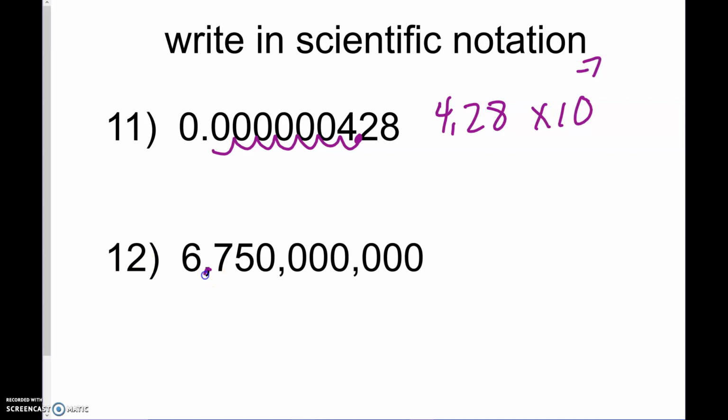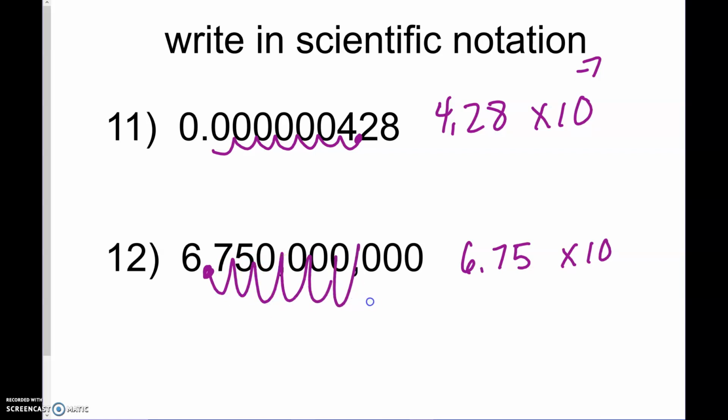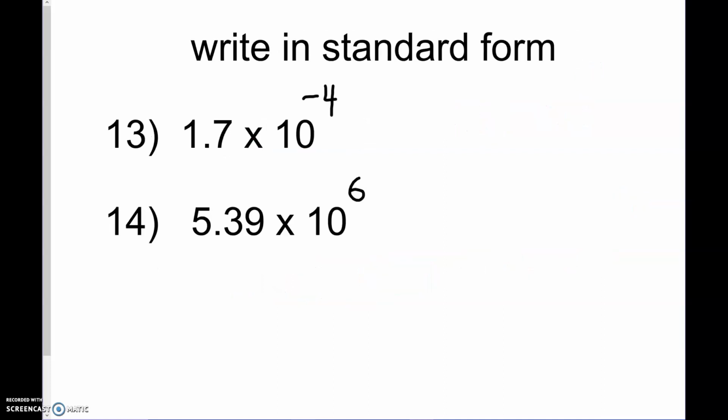Number 12, put that decimal in where it goes, 6.75. Then write your times 10. Now, how many places do we move it? 1, 2, 3, 4, 5, 6, 7, 8, 9. Now, does it stay a 9 or is it a negative exponent? Well, it's really big, so we're going to keep the positive 9 exponent.